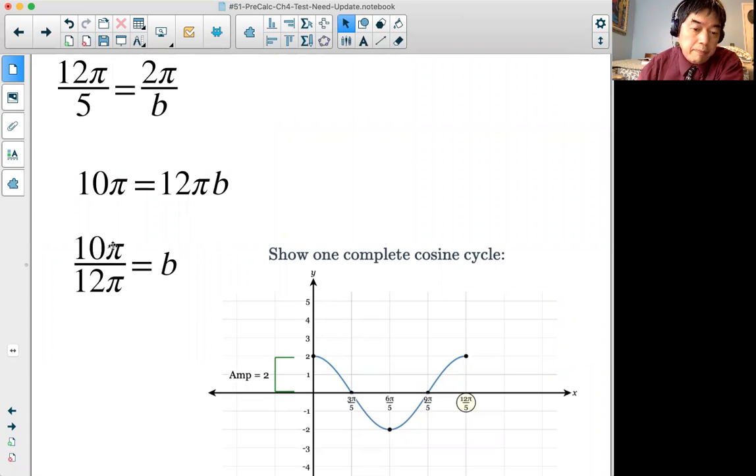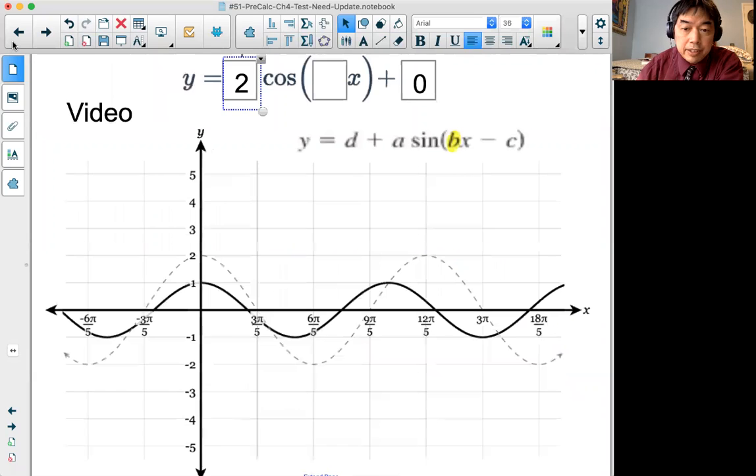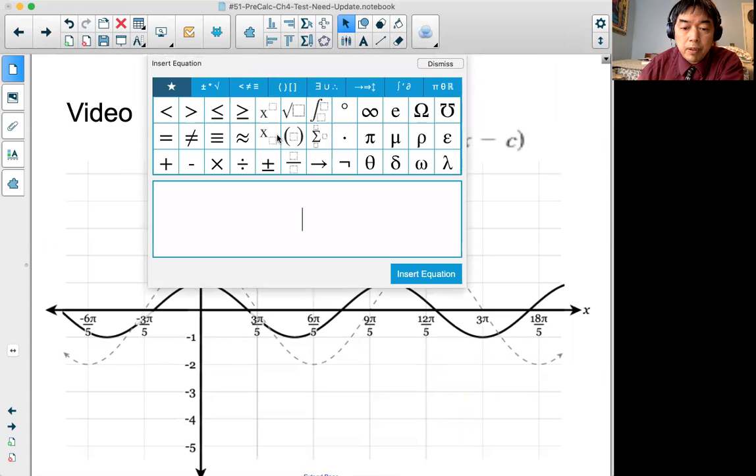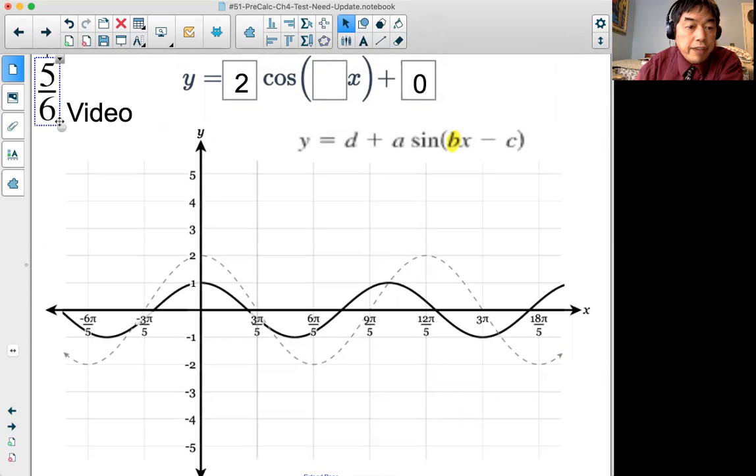So this is the solution. 10 pi divided by 12 pi is 5 over 6, and pi cancels, right? So 5 over 6 goes here. Five over 6. Okay, so there's no phase shift for this if they give you this kind of formula here, and still this is a sine cosine value. So just think about this as cosine.